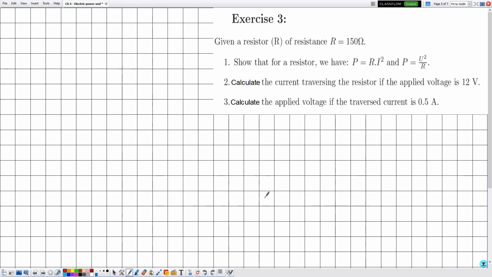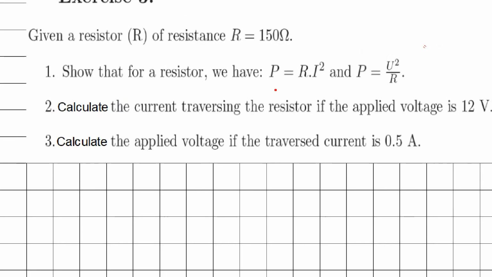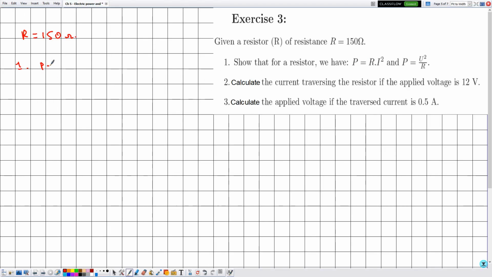Now in exercise number 3, they are telling me, given a resistor of resistance R is equal to 150 ohms. In number 1, they are telling me to show that for a resistor we have P is equal to Ri square and P is equal to U square over R. So we need to prove the two other forms of the electric power, starting from P is equal to U multiplied by I. Let's first start by proving P is equal to Ri square.